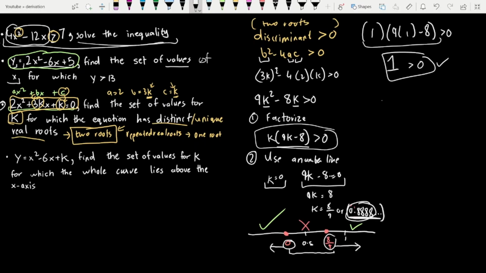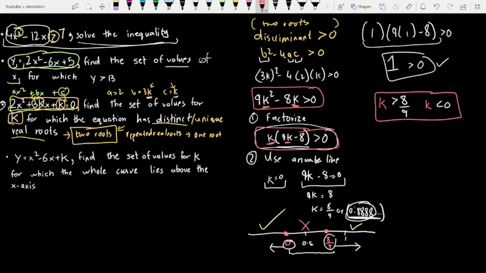And you're not going to say x is greater than 8 over 9 and x is smaller than 0, because this would be incorrect. Remember, the quadratic inequality we were solving over here was not in terms of x, but in terms of k. So this k has to be greater than 8 over 9, and this k has to be less than 0. These are the set of values.